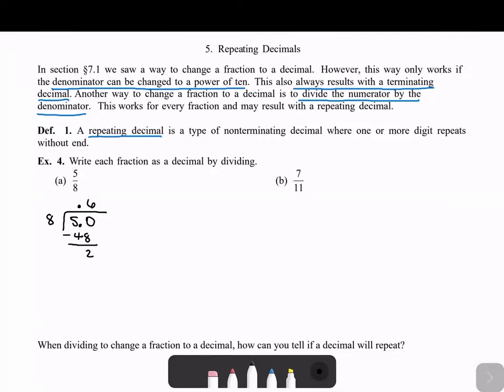Okay, 8 can't go into 2, but remember that we can put as many zeros after 5 as we want. So this is 20. 8 can go into 20 2 times. 2 times 8 is 16, so we have 4 left. And again, we need to add another 0 here. Bring it down. So this is 40. And 8 goes into 40 5 times evenly, so there's no remainder here. So this tells us that 5 over 8 is equal to 0.625.